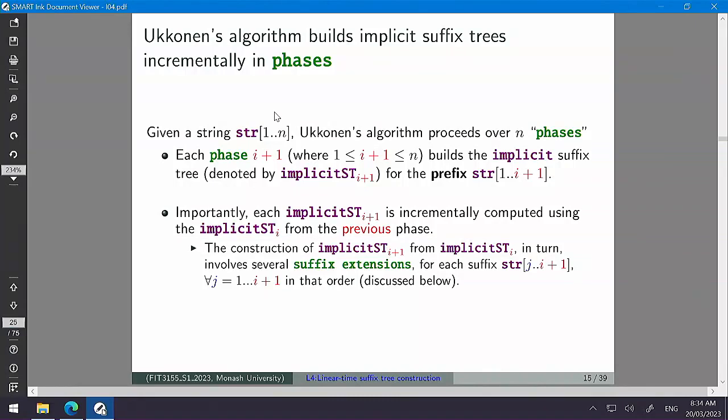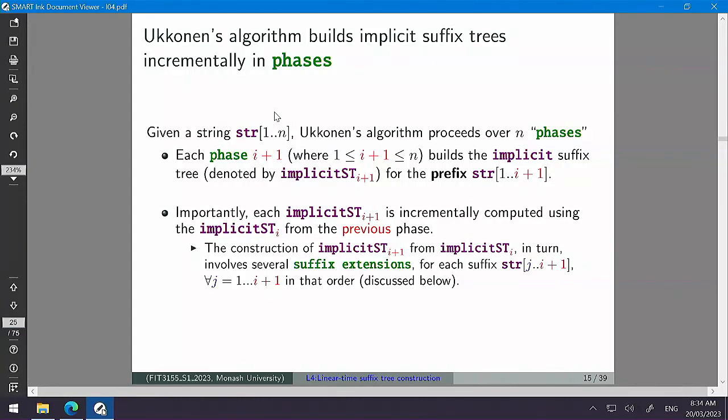Character Z at I plus 1, so let's call this character Z. You're adding that extra character into the implicit suffix tree. So you can derive the next I plus 1 implicit suffix tree by adding the character Z, which is nothing but S of I plus 1. Okay? Does that make sense? You're just adding one extra piece of information.